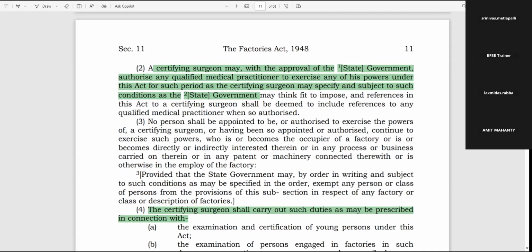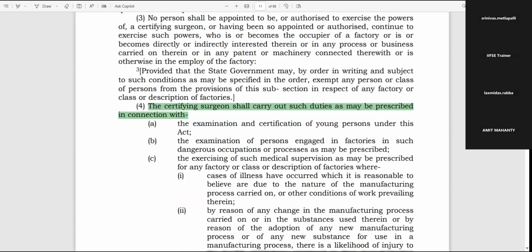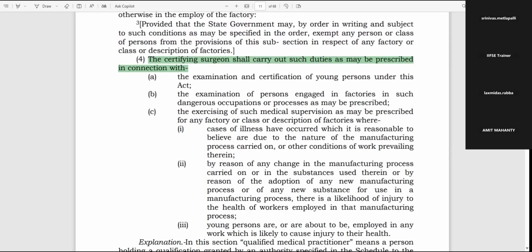And no person shall be appointed to be or authorized to exercise power of certifying surgeon, or having been appointed or authorized continue to exercise such powers, who is or becomes the occupier of the factory or becomes directly or indirectly interested therein or in any process or business carried out therein or in the patent or machinery. If somebody has any relation with such factories, they can't act as a certifying surgeon for their specific factories because of the interest.